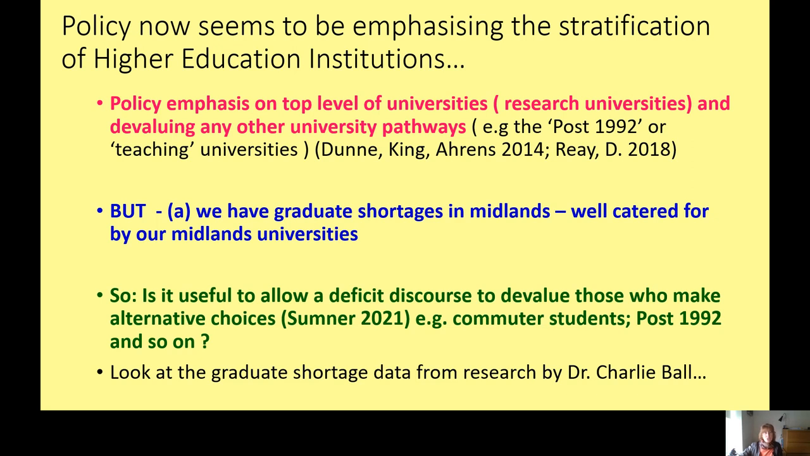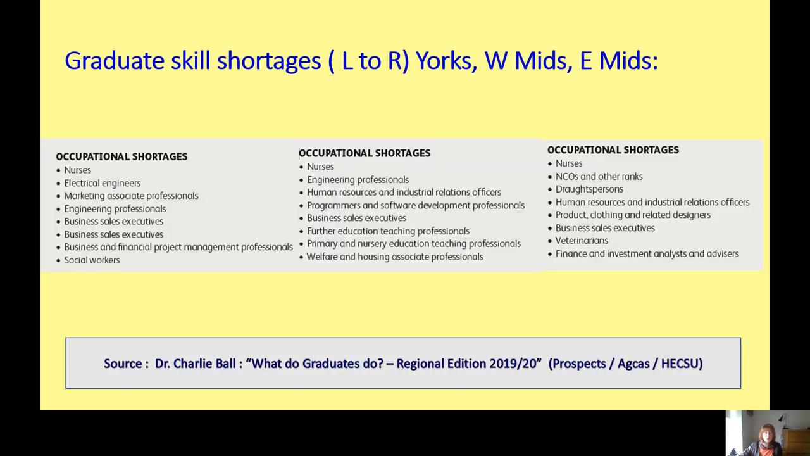Charlie Ball. I want to look at some of the graduate shortages in our local areas. Working left to right across the screen, on the left-hand side we've got occupational shortages, graduate jobs in Yorkshire, so areas like Sheffield, which is quite close to where we are in Nottinghamshire. In the centre, graduate shortages for occupations in the West Midlands, so Birmingham, Wolverhampton, Coventry, again quite close to where we are. And on the right-hand side, the occupational shortages of graduates in our East Midlands area, so Nottingham, Nottinghamshire, Derbyshire, Leicestershire and so on.